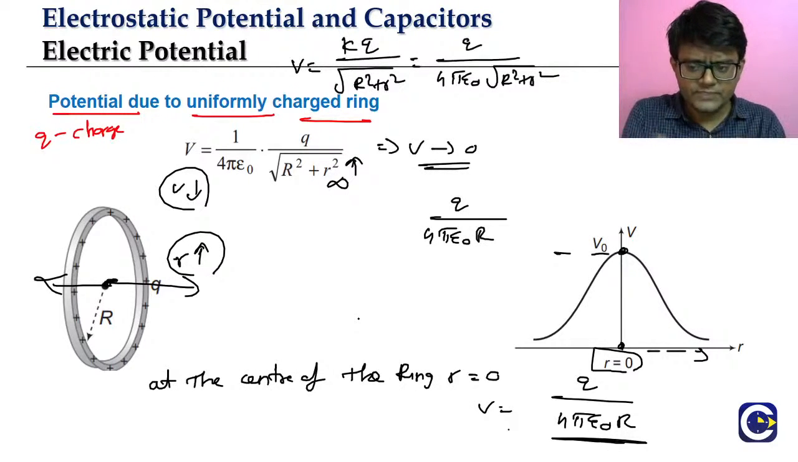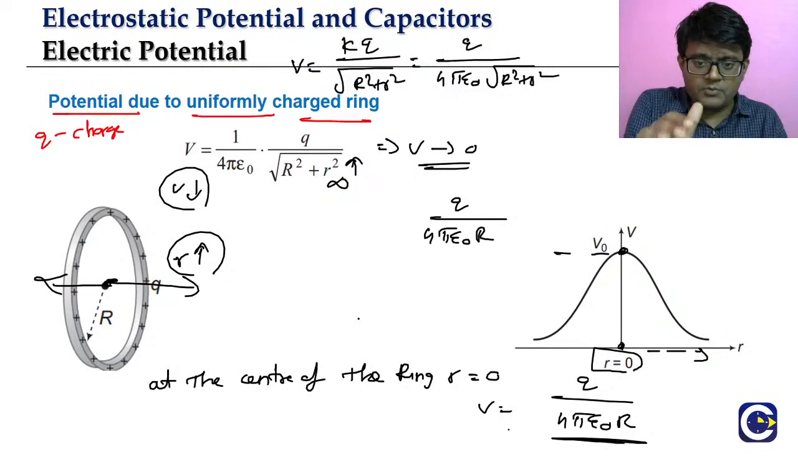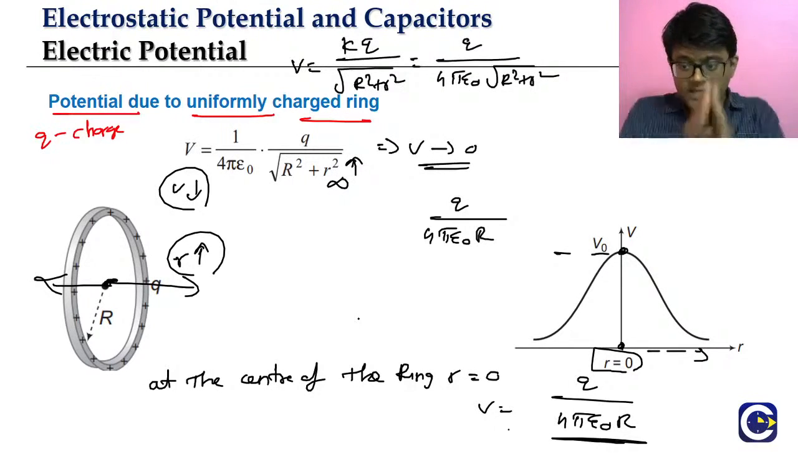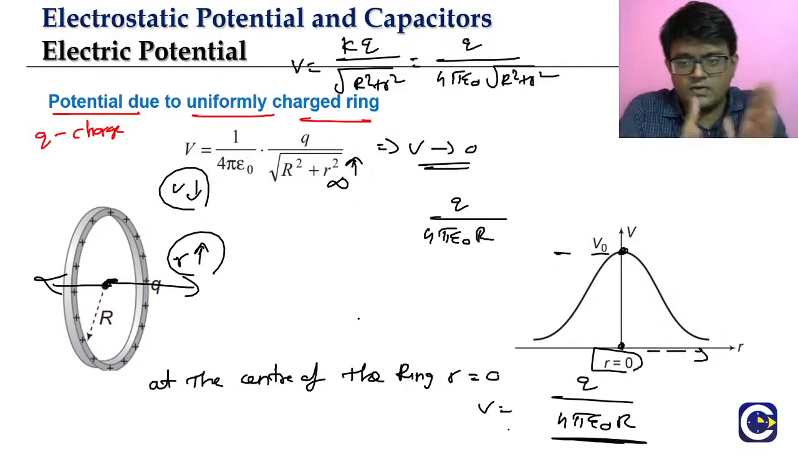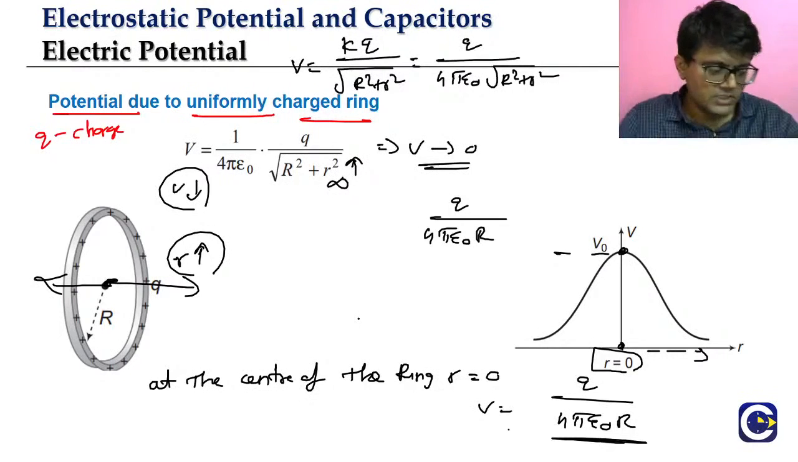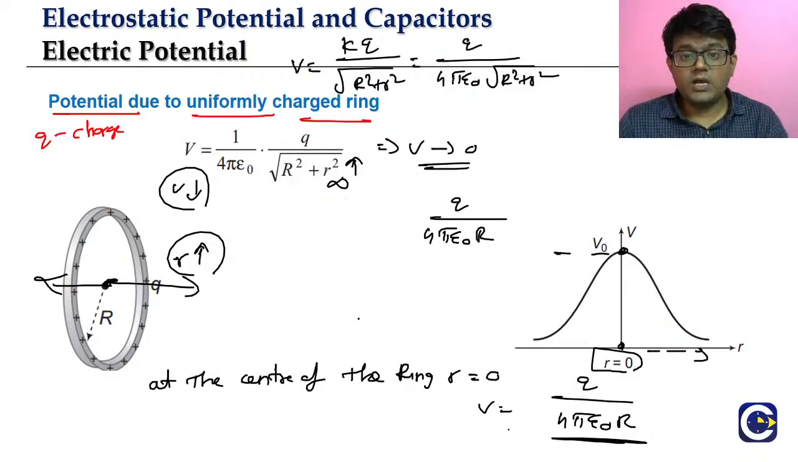So it will look like this: at r equal to 0 we have the maximum value for the potential. As the value of smaller r keeps increasing, the potential keeps decreasing, and it finally becomes 0 when smaller r approaches infinity. On the other side also, if you move, the same phenomenon occurs, exactly symmetrical. This is how the potential due to a uniformly charged ring is calculated.